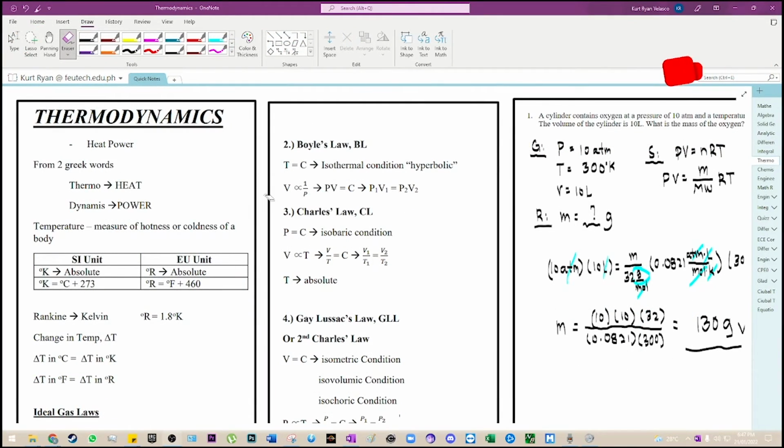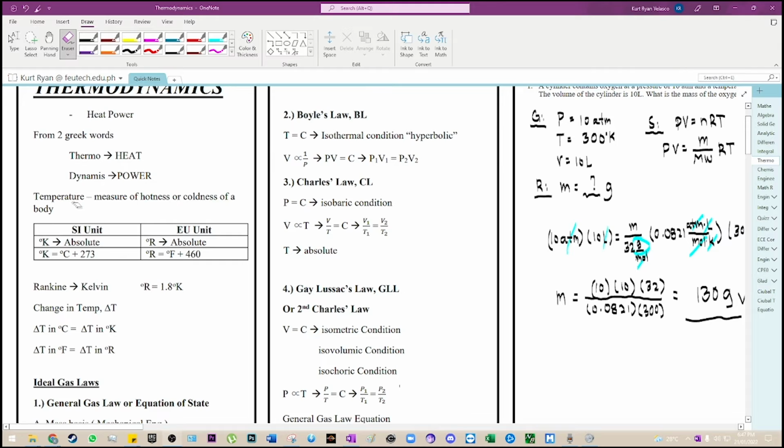Okay, let's start. So, discussing some of the principles of thermodynamics. Thermodynamics generally studies heat power. This came from two Greek words, which are thermo and dynamics. Thermo stands for heat and dynamics stands for power, of course.